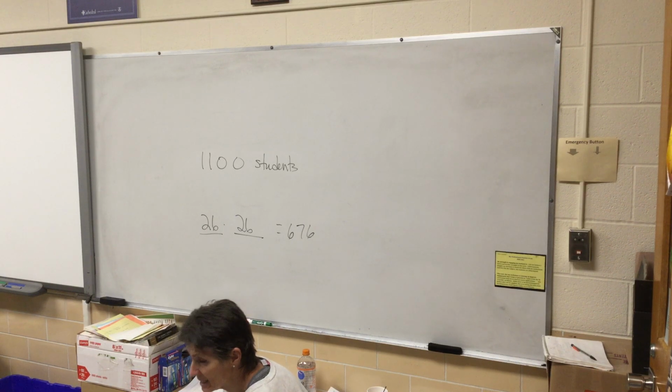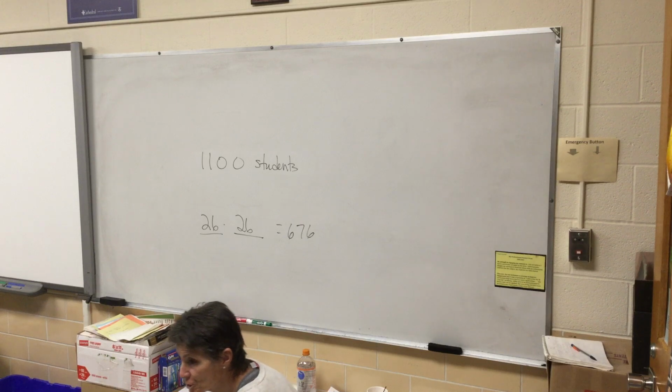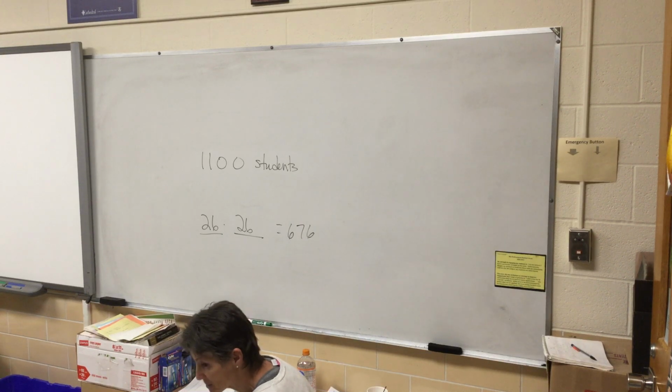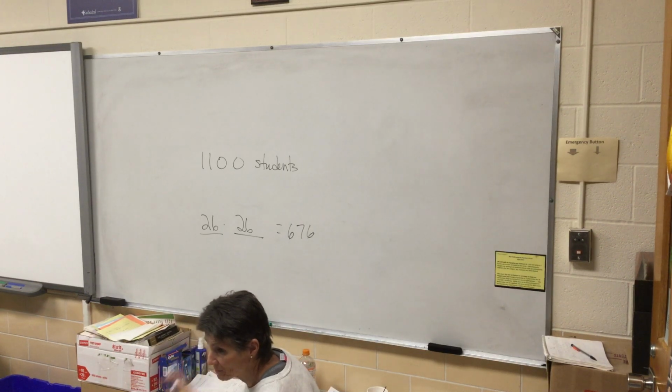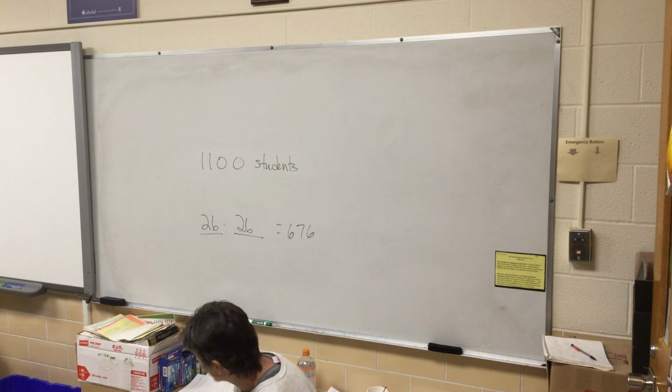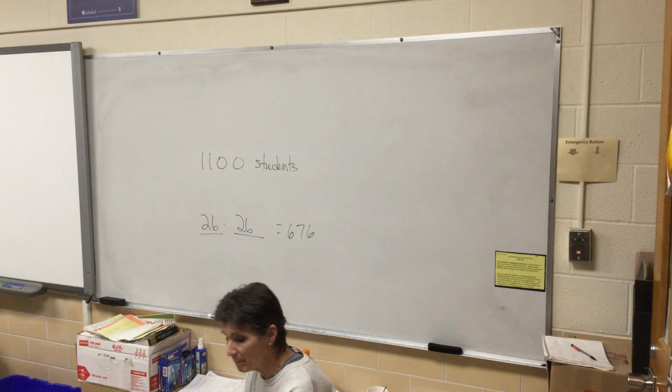It doesn't mean that someone matches you. It just means some of these people have to match each other because there's only 676 combinations possible. And that includes everything like ZZ and XX. All those are considered. So somebody's going to match. Does that make sense to you?